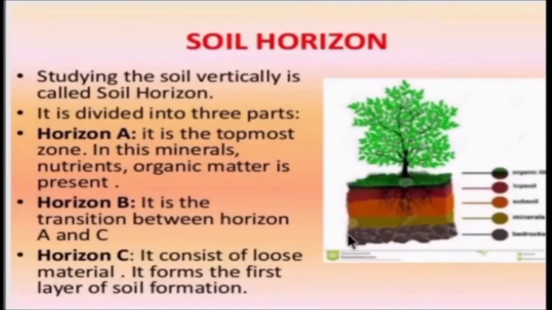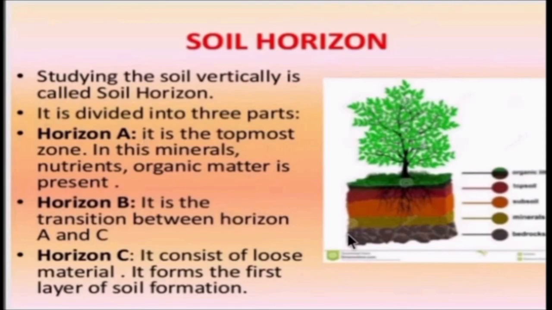Now let's see soil horizon. Studying the soil vertically is called soil horizon. It is divided into three parts: horizon A, horizon B and horizon C. Horizon A, it is the topmost zone. In this, minerals, nutrients, organic matter are present.